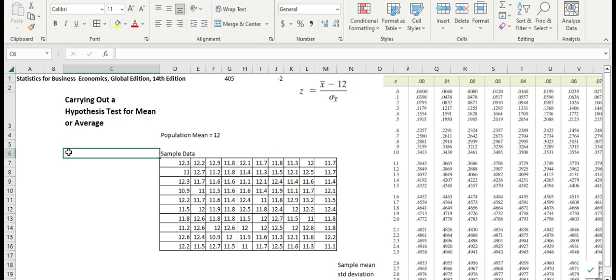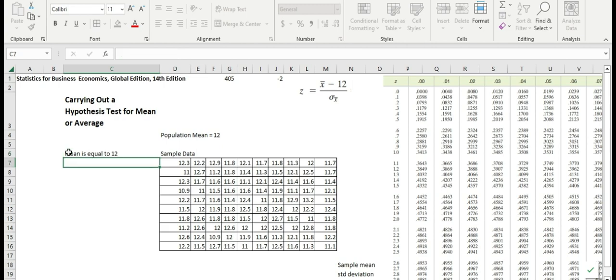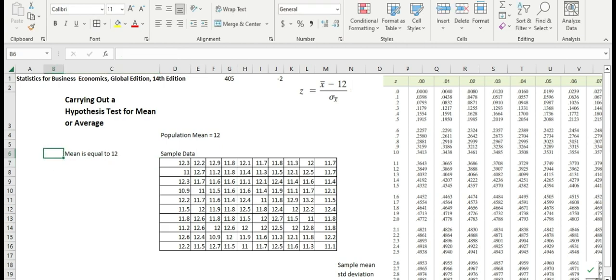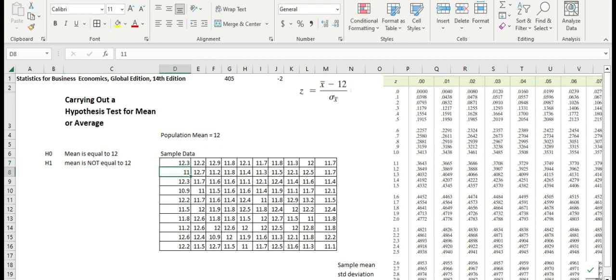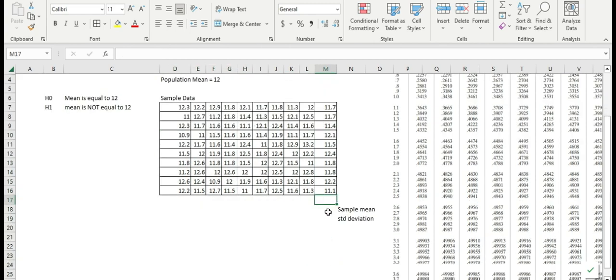Let's write it here. The mean is equal to 12. This is the H0, the null hypothesis, and then the H1 will be the mean is not equal to 12. So let's compute.